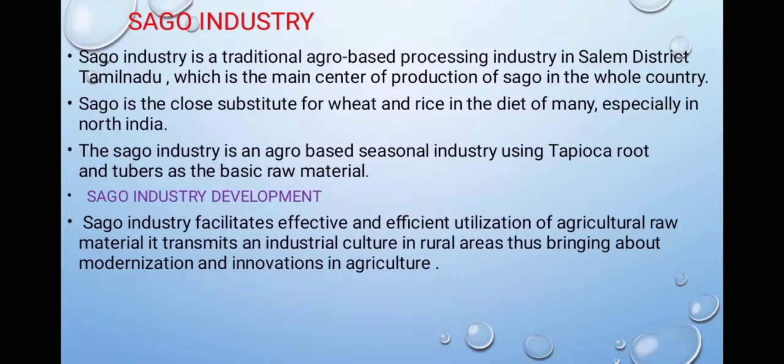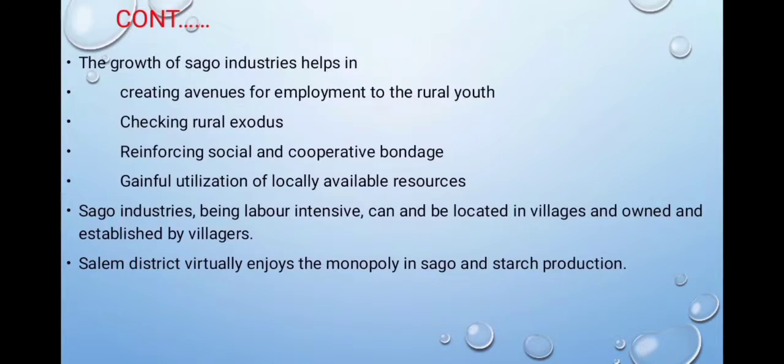Sago is a close substitute for wheat and rice in the diet of many, especially in North India. The sago industry is an agro-based seasonal industry using tapioca root and tubers as the basic raw material. It facilitates effective and efficient utilization of agricultural raw material, and it transmits an industrial culture in rural areas, thus bringing about modernization and innovations in agriculture.